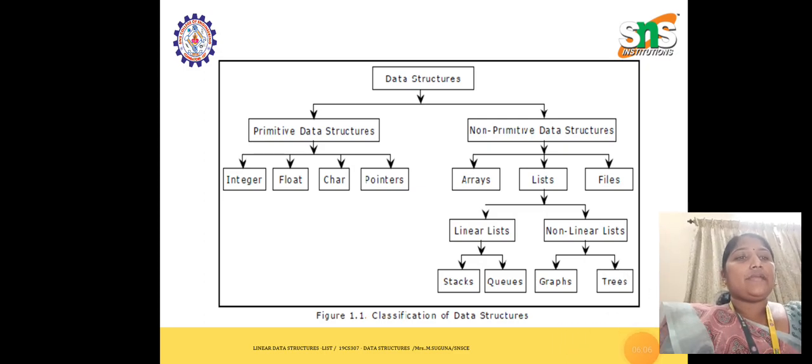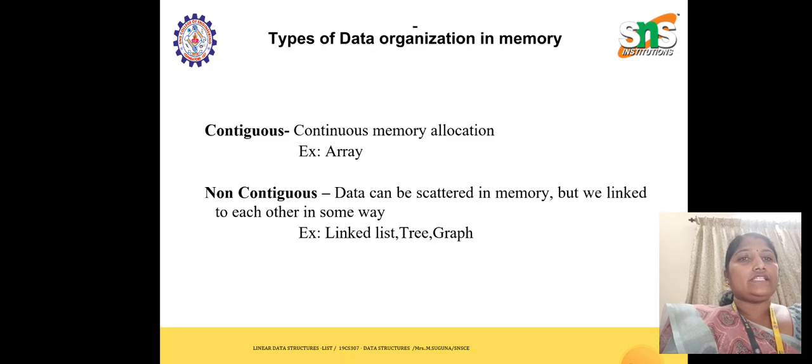So these are the basic data types. In this video we have seen what a data structure is and what the types of data structures are. The two major types are primitive and non-primitive data structures. In the next class we will discuss what an ADT, that is, abstract data type, is.